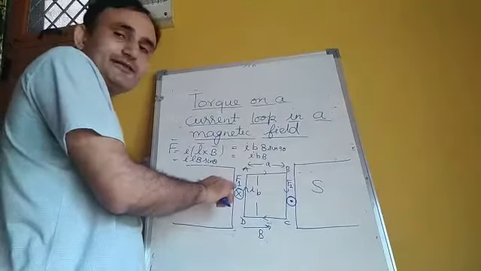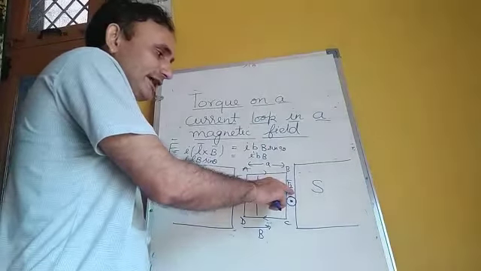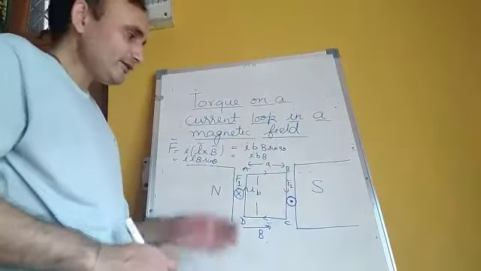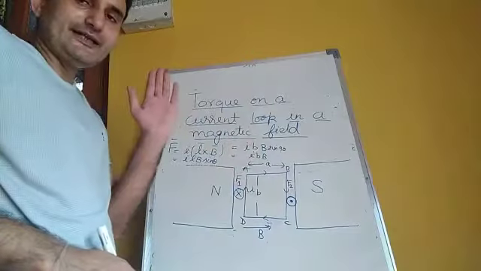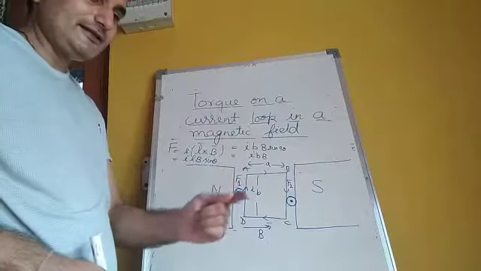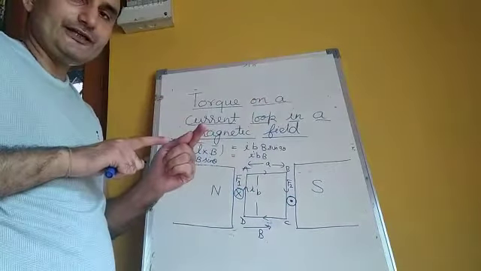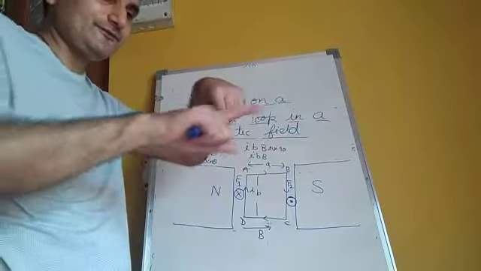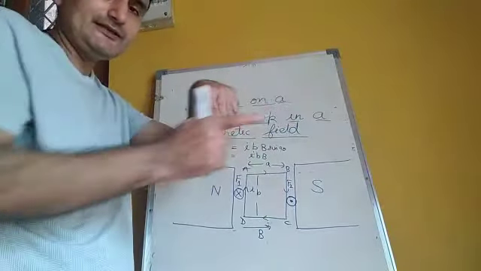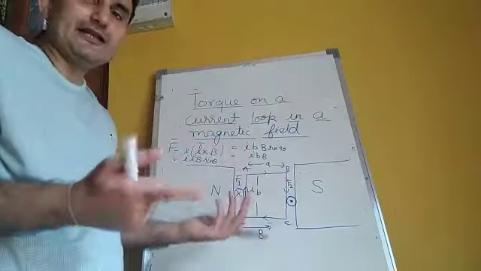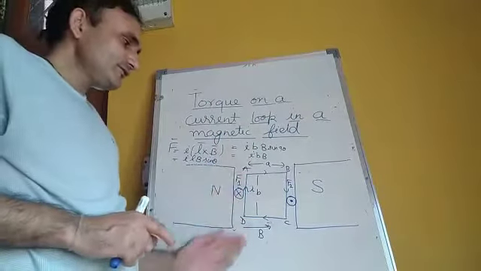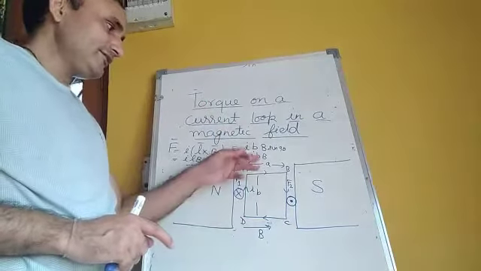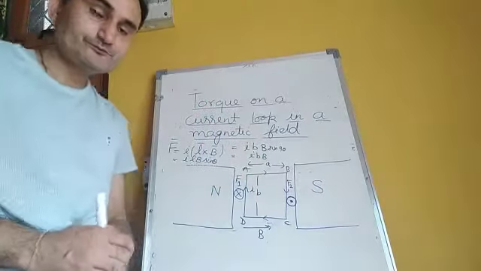So let this force be F1, let this force be F2. Both will have the same value, because the angle will always be 90 between the length and the magnetic field. Only in case of this side, the length will be in this direction and the field will be in this direction. Again they will have 90-degree angle. So force on DA and DC is the same and the value is this much.